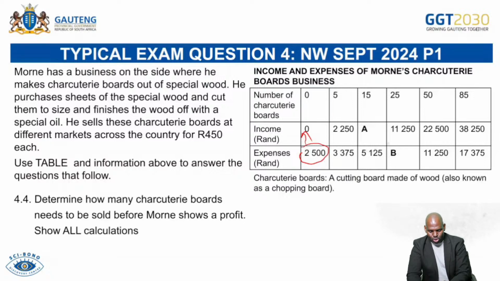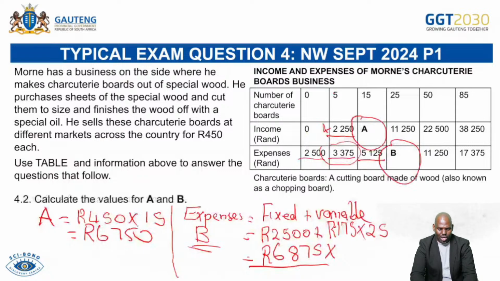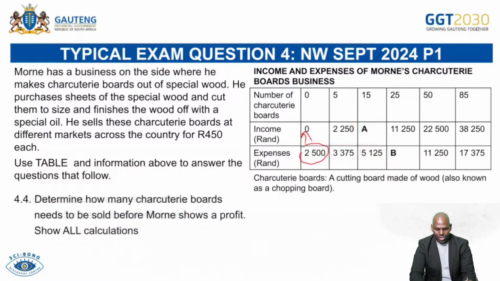Okay, then we go to this one. This one we have already calculated the value of A. If I can just take you back to the value of A that we calculated. We calculated the value of A at 6,750. So this one is 6,750.